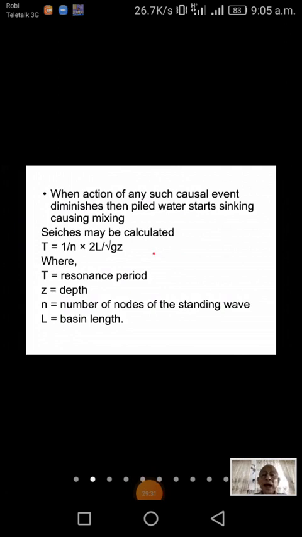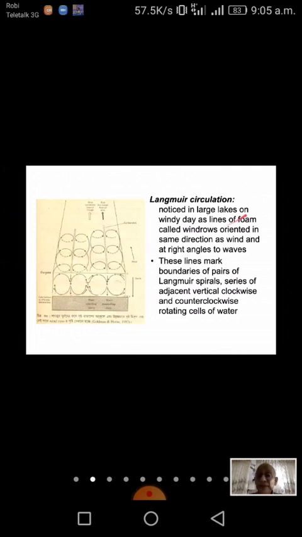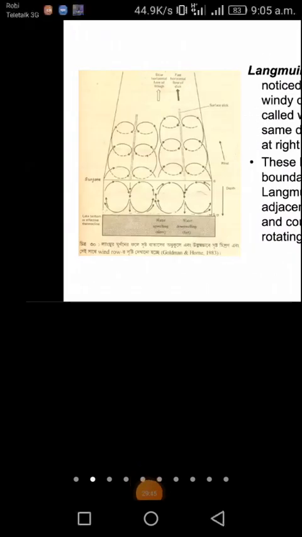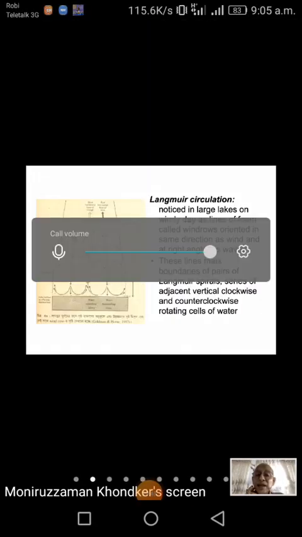And now is Langmuir circulation. Langmuir circulation is very important. It is the lines of foam or wind rows in the same direction as the wind and at right angles to waves.